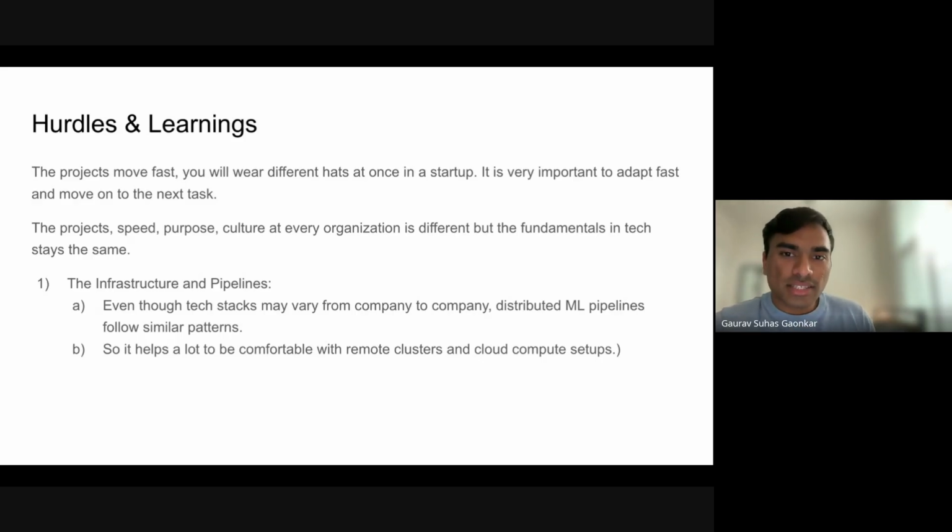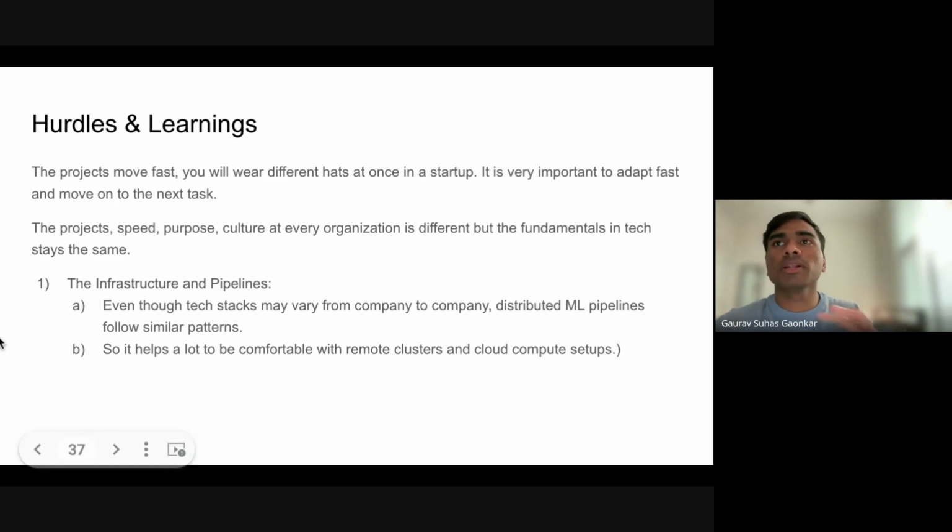So, hurdles and learnings that I've gathered. Now that you know my role and what I've been doing, I would like to share the hurdles that have occurred in my role at Arki and the learnings that I've gathered by working as an MLE in the industry. The project moves super fast. You will wear different hats at once in a startup. It is very important to adapt and move on to the next task.